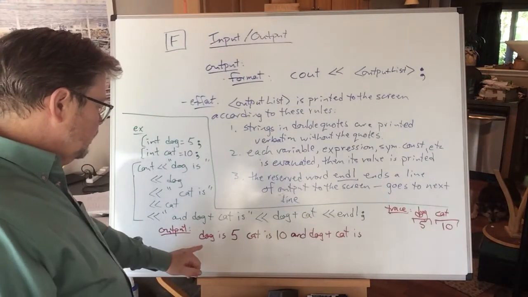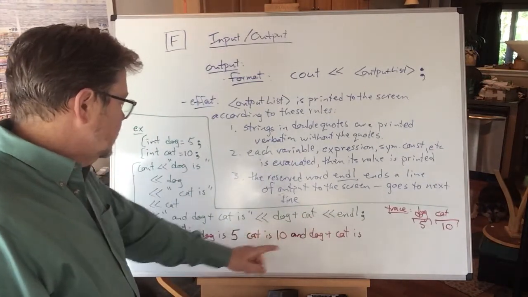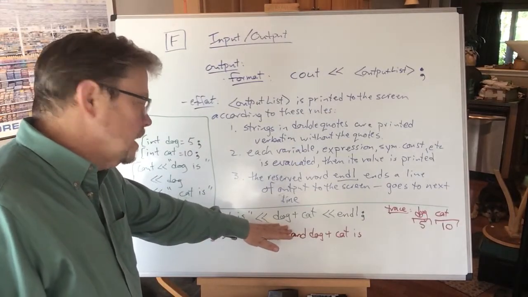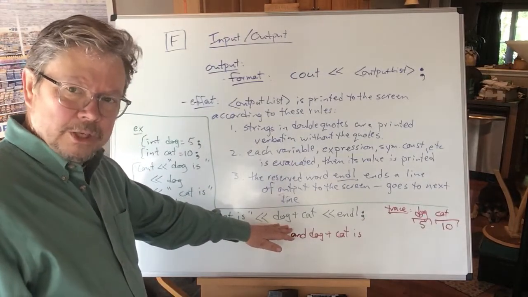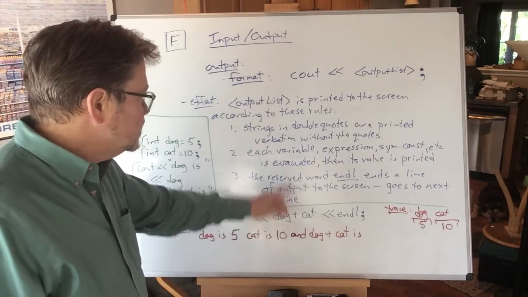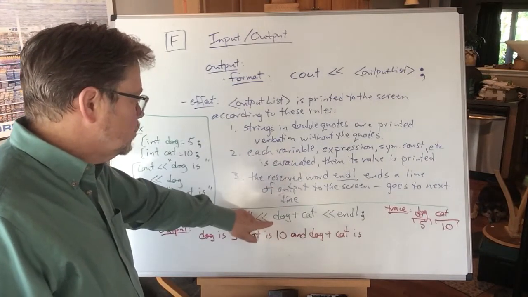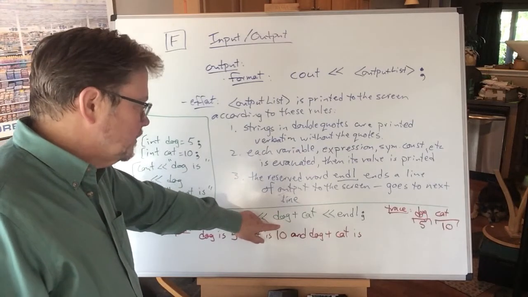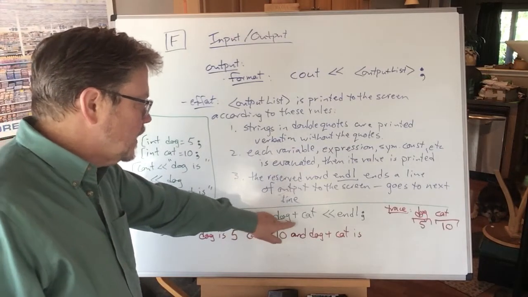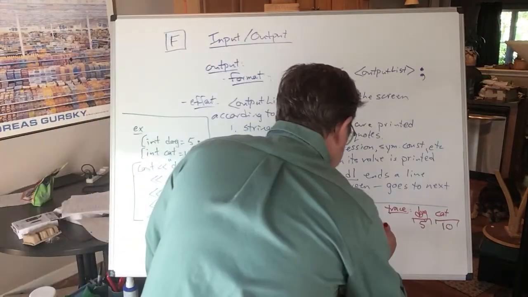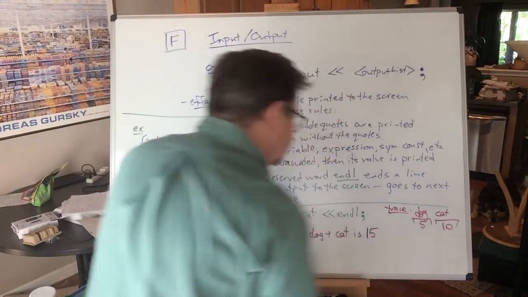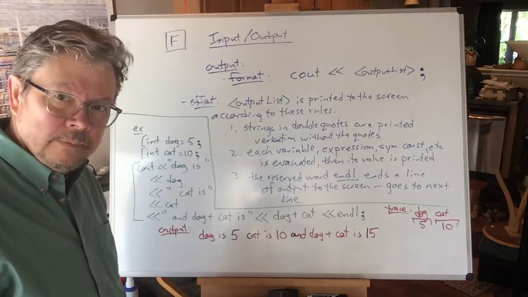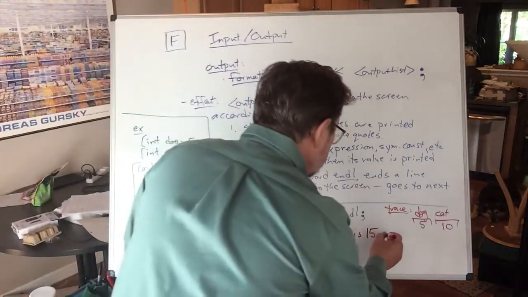So here we are so far. Dog is 5, cat is 10, and dog plus cat is, and look at this. That is not a variable. That is an expression. It's an expression that has to be evaluated based on rule 2 before it's printed out to the screen. But it has to look up the values of variables dog and cat. Dog is 5, cat is 10. Dog plus cat is, therefore, 15. Finally, mercifully, we hit the end line, which means now go to the beginning of the next line.